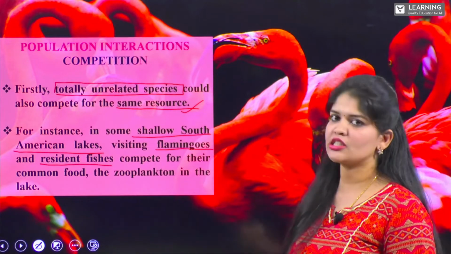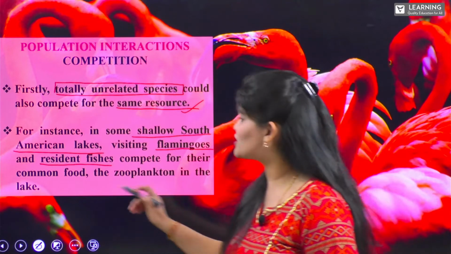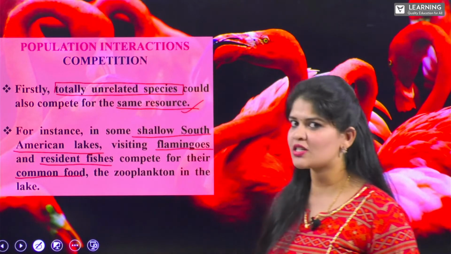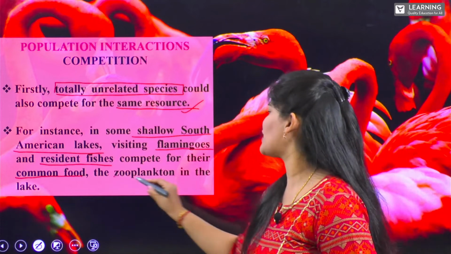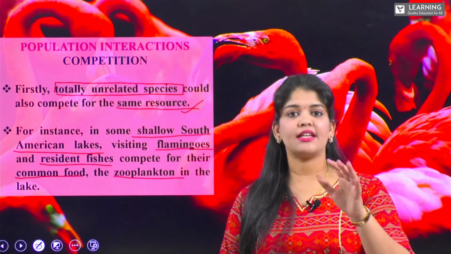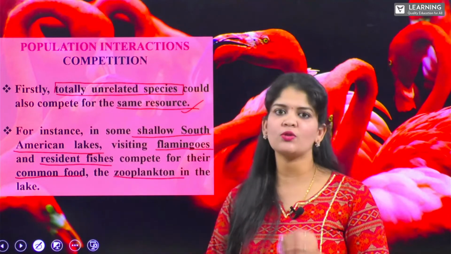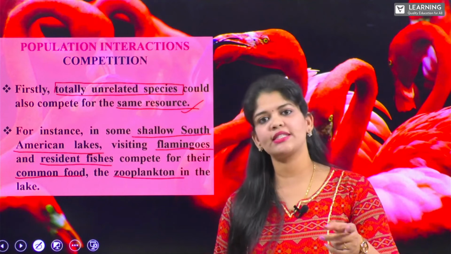One is visiting flamingos and the other is resident fishes. They compete for the common food. What is the common food? That is zooplankton in the lake. So this is an example to explain that there is competition between unrelated species, totally unrelated species. What is the second point?